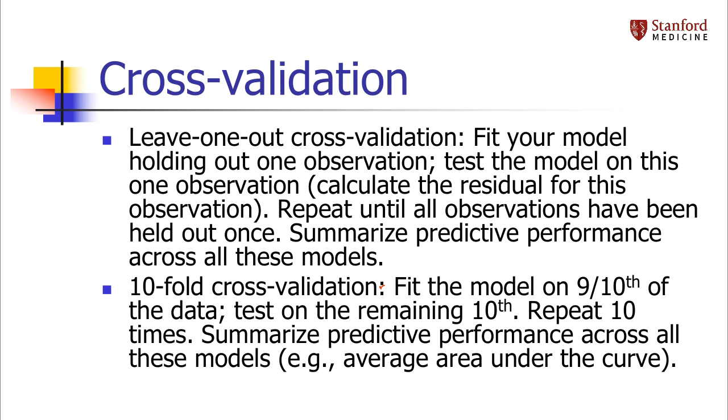That's one approach. Another approach that I'm going to talk about in more detail in an upcoming module is 10-fold cross-validation. Here you're going to do something similar, except you fit the model on 9/10 of the data while holding out the remaining 10th, test the model on that held out 10th, and then you repeat that 10 times, and again you average the predictive performance across all these models. Very similar to leave one out cross-validation, but you only have 10 folds here.